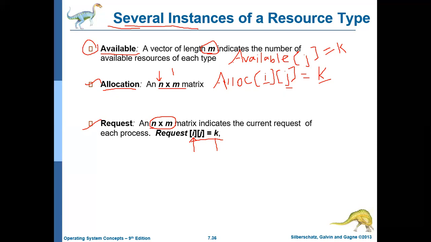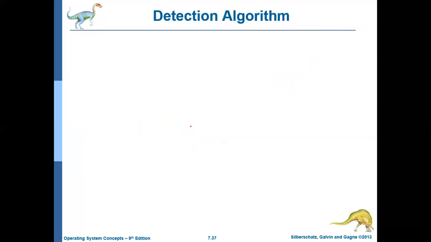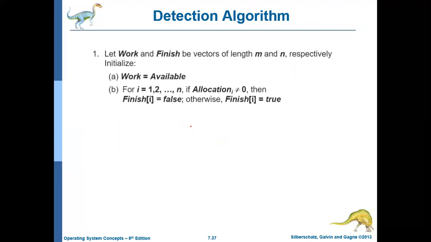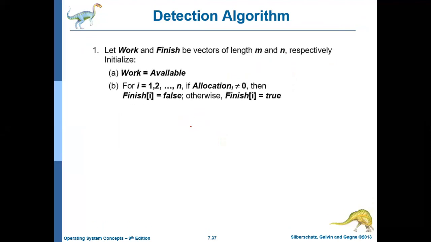In Banker's algorithm, other than this, we also use max and need, but those matrices are not used in this particular algorithm. So this detection algorithm has no specific name. This is just called a detection algorithm with multiple instances of resource type. So let us go through the algorithm. It is very similar to our safety algorithm, which we have discussed in Banker's algorithm.